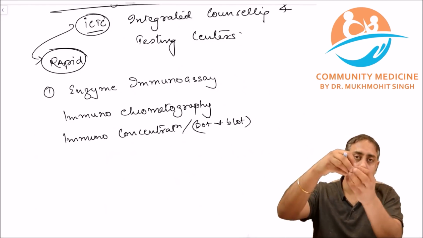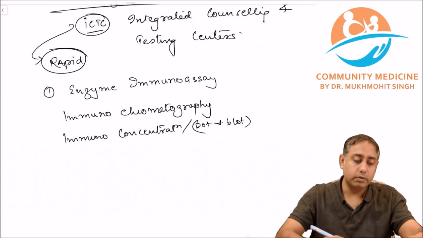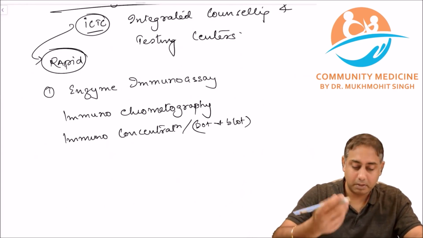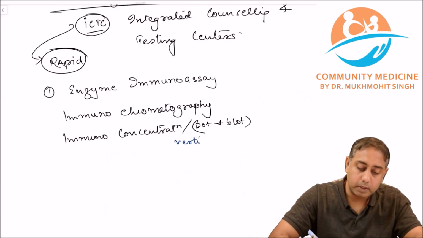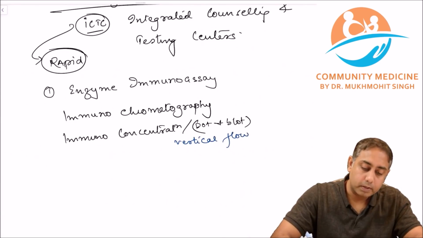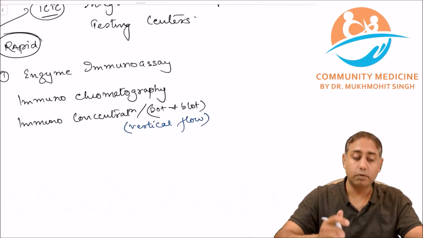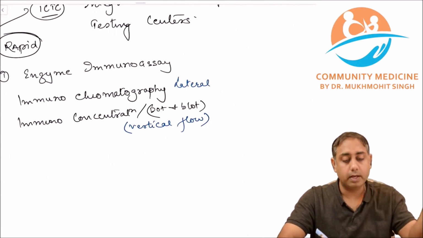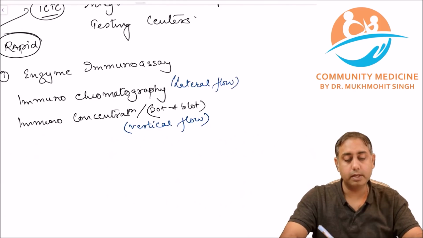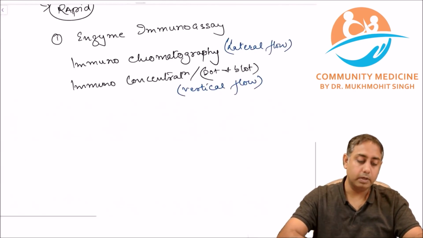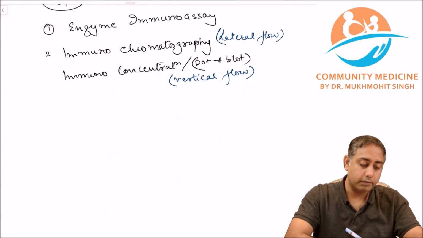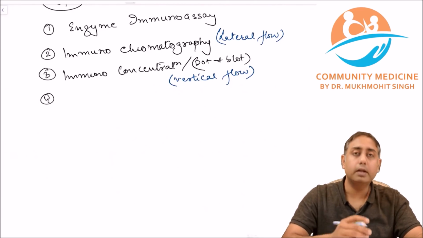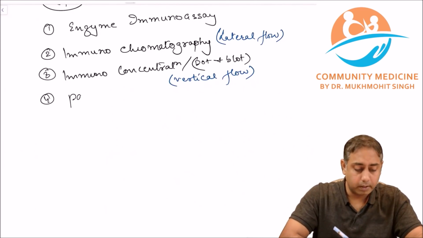This is dot and blot, like you put a dot and it flows vertically. So some people in your exams might also call it a vertical flow method, and chromatography is what is a lateral flow. So it goes laterally, and then you have a vertical flow method. So you have these. Fourth is particle agglutination method.